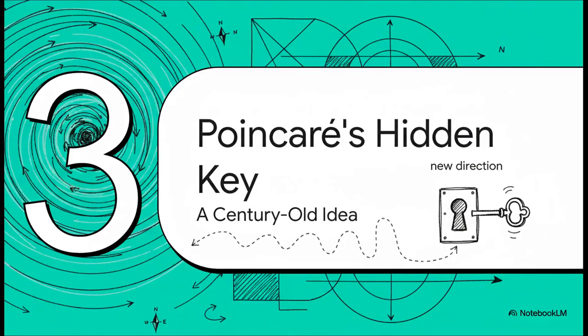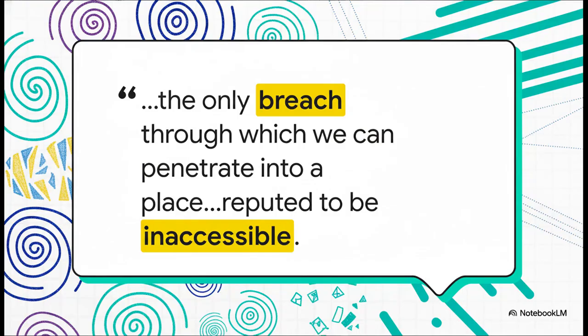So the big breakthrough, it didn't come from some fancy new technology. It came from a century-old idea, rediscovered from the work of the absolute genius Henri Poincaré. He left behind a clue that pointed investigators in a completely radical new direction. Poincaré's insight was just brilliant. He realized the secret wasn't in the stable, predictable parts of a system. No, he said the secret, the breach into the supposedly inaccessible world, was to study the unstable periodic orbits.